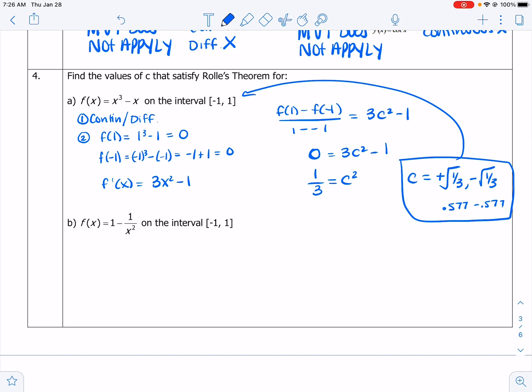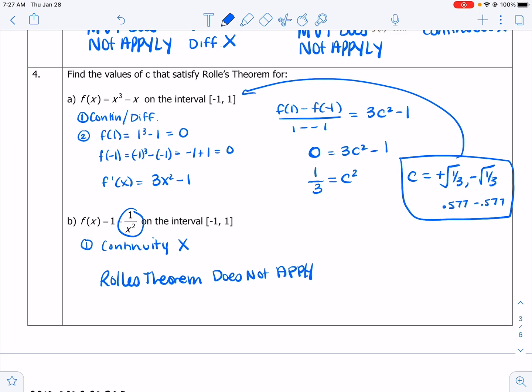Going on to part B, f of x. Putting in numbers between your intervals. Let's check continuity. Uh-oh. Guys, I'm focusing on here, and I already see this is undefined at 0. Since it's not continuous, it's not even continuous on the closed interval, Rolle's theorem does not apply. And that is the end of that. You don't even have to go any further. Always check your conditions first, gentlemen.